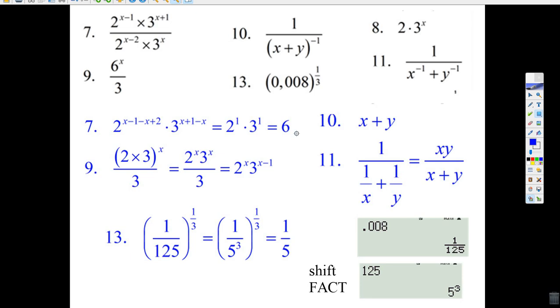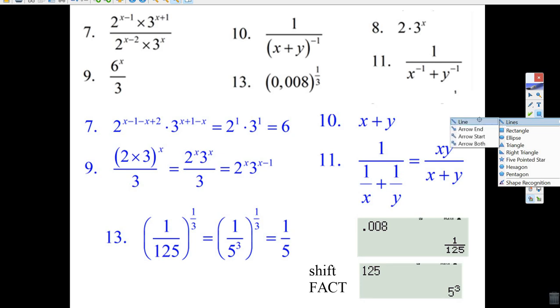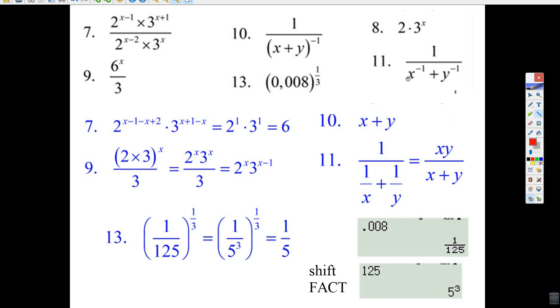Okay, let's see. Oh, I forgot question 8. Well, that's interesting. 2 times 3 to the x. Well, we can't do this question. This is just not going to work out. We can't really simplify it because they don't have the same base. So we can't apply the laws of exponents. We can't simplify that question.